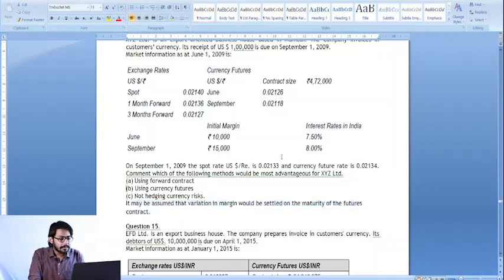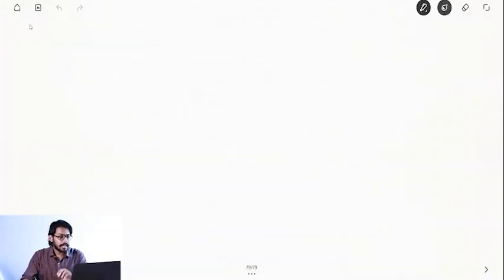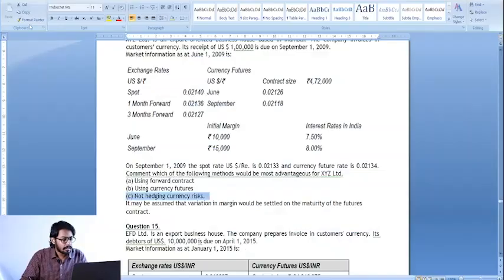When this question comes, what do you do? First of all, part A and C. You don't need any brains to do part A and C. Do that very quickly, and then we will discuss part B. So, shall we do A and C very quickly? What is part A? Which method is most advantageous?